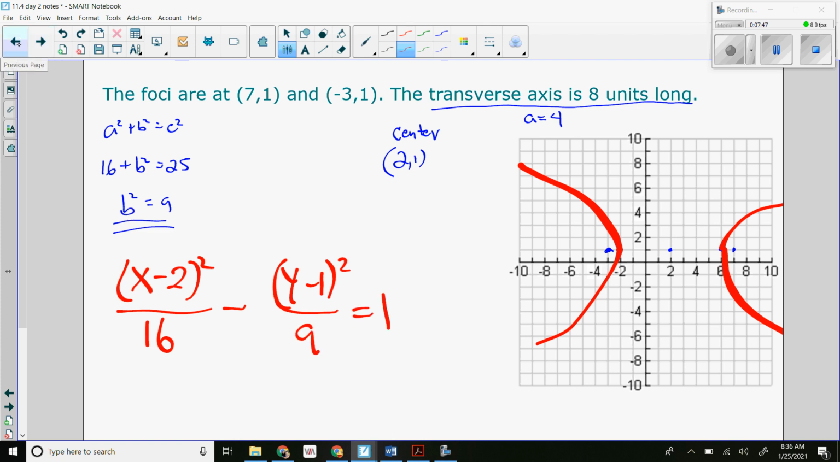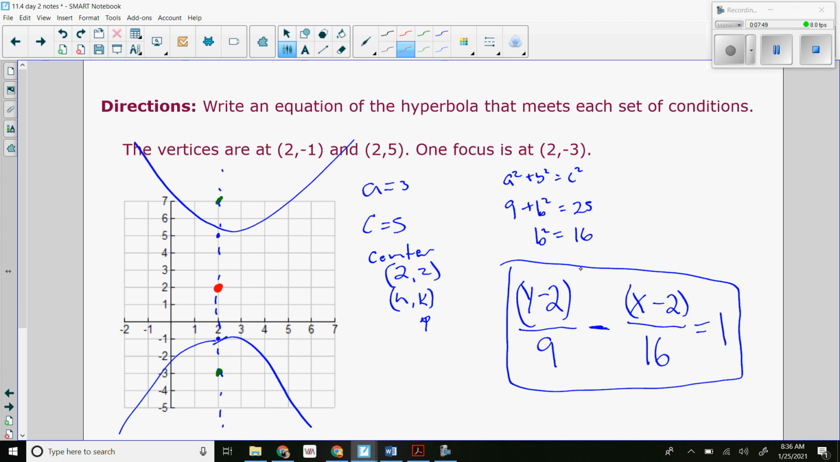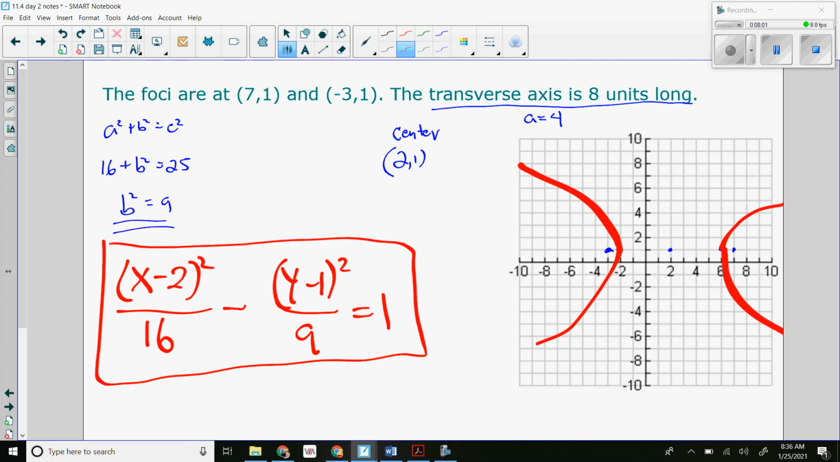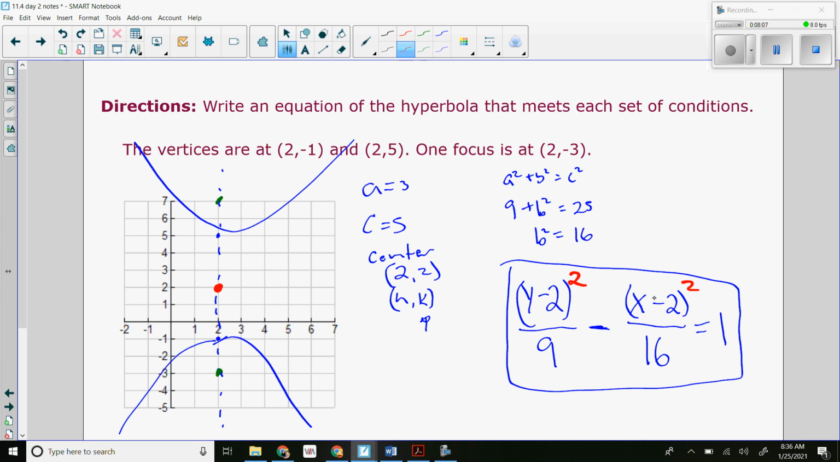Did I square them in the last one? Oh my goodness, I did not. So guys, in the last problem, these should be squared. I was just thinking about that. Those quantities need to be squared on the tops of your fractions. So if you didn't switch that back in problem number 1, make sure you have those switched.